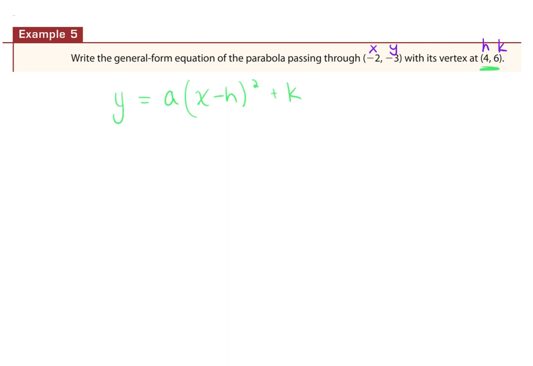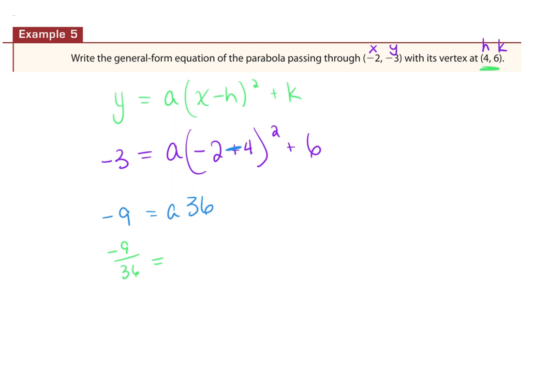And so I can plug in my x, my y, and my h, and my k, and I can solve for the a and figure out what my form should be. And so I'm gonna do that, I'm gonna plug it in. I'm gonna say, well, -3 equals, I do not know what a is. I know what x is, h is 4, k is 6. And then I'm just gonna do basic equation solving here. Subtract my 6 over, I'll get a -9. -2 minus 4 is going to give me -6. And if I square it, that's gonna give me a 36. Divide both sides by that 36. -9 over 36 equals a. Reduce it, I'm gonna get an a of -1/4.